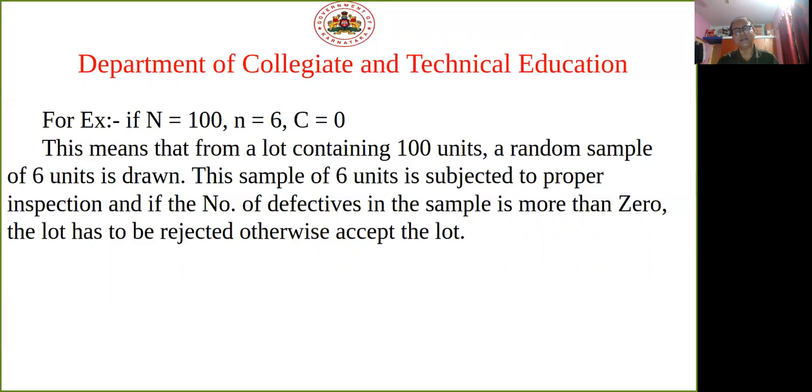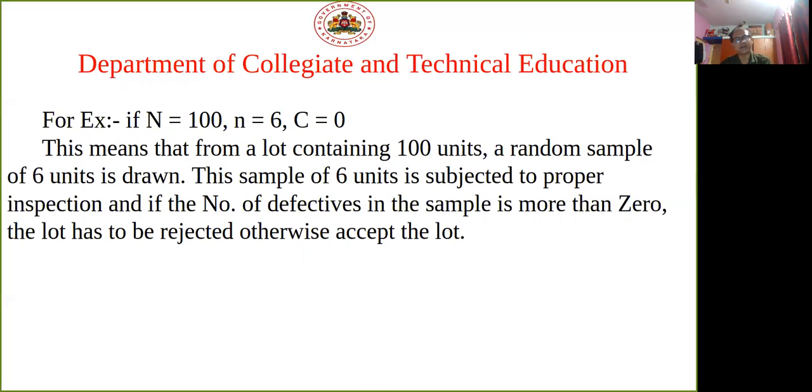So this C indicates that the consumer is saying that if in this lot all the 6 items are good, he is going to accept the lot. Or otherwise, I can say that C equals 0 indicates that the consumer will say that if the lot contains 0 defectives, then only he is going to accept the lot. So that is the meaning of capital N, small n, and the C.